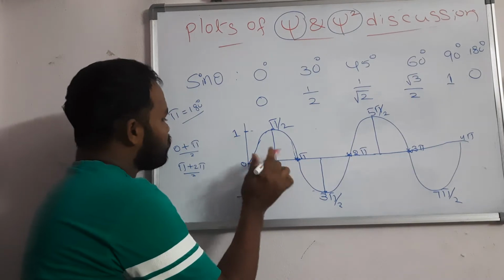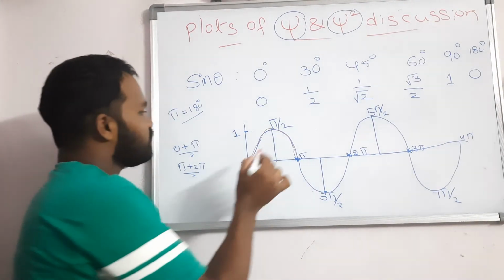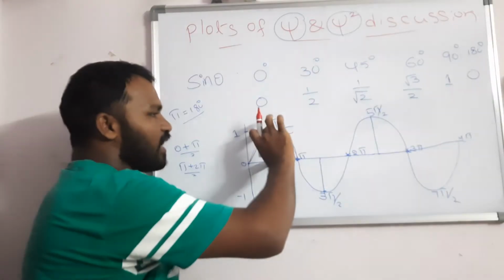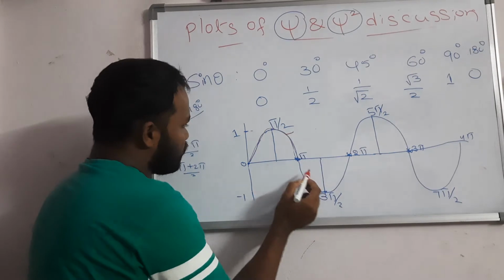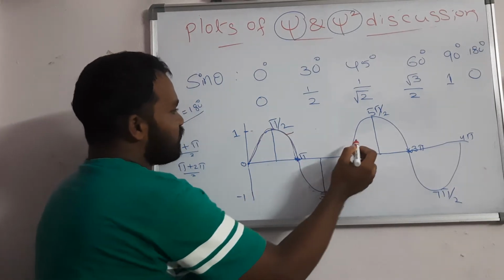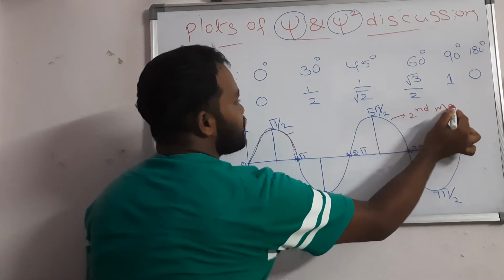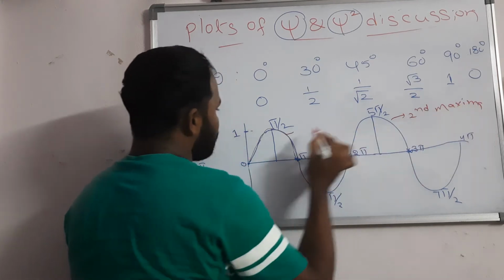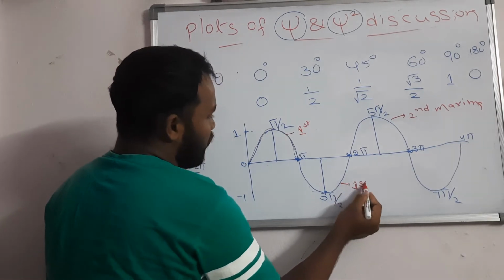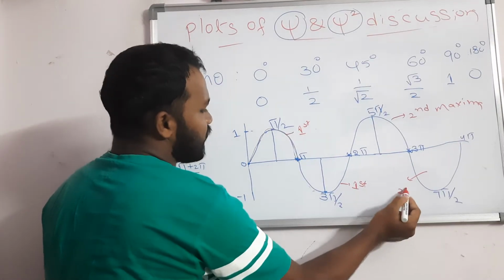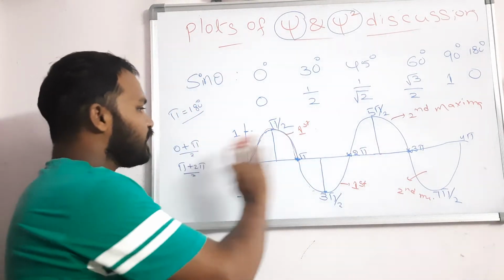So this is the first wave. This value is the first maxima, the maximum value. Then this is the first minima. And this is the second maxima. Then first maxima, first minima, and here the second minima. This is the general representation.